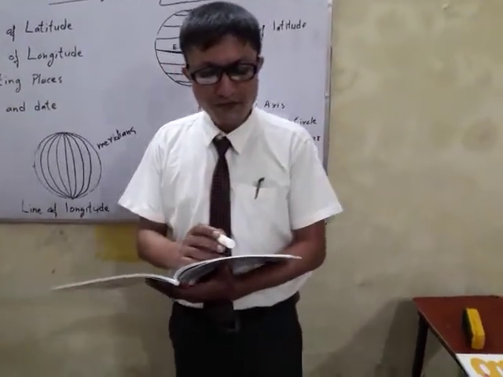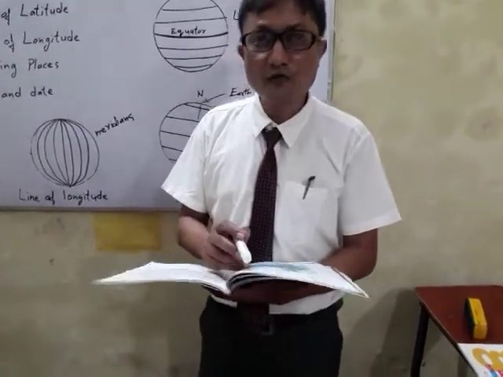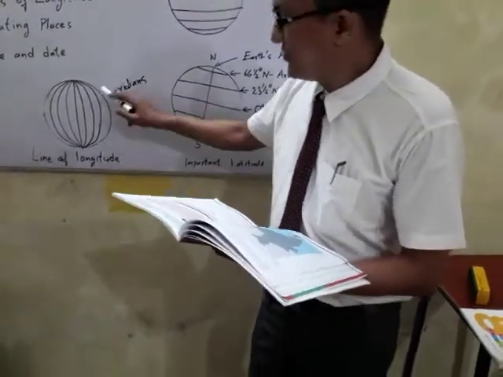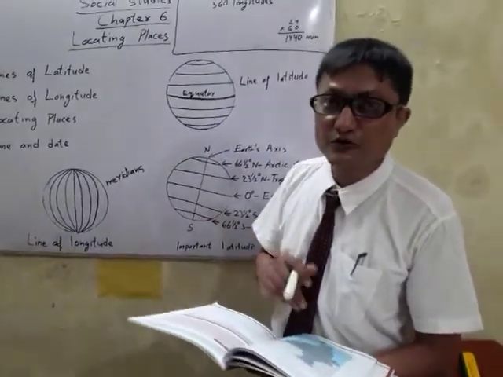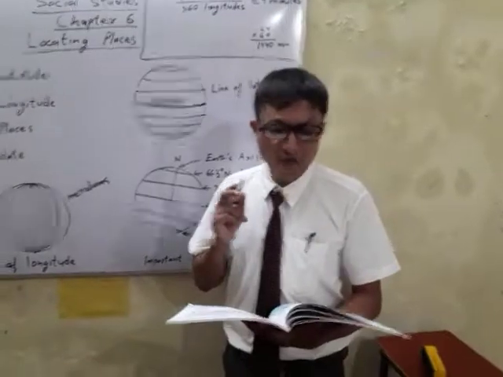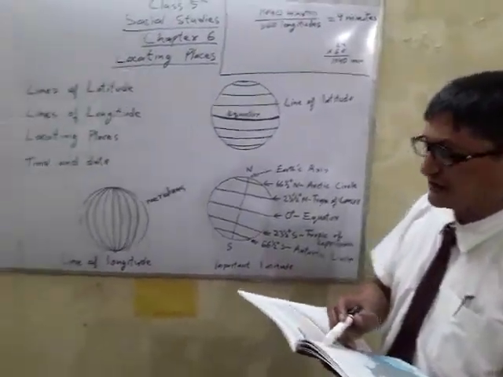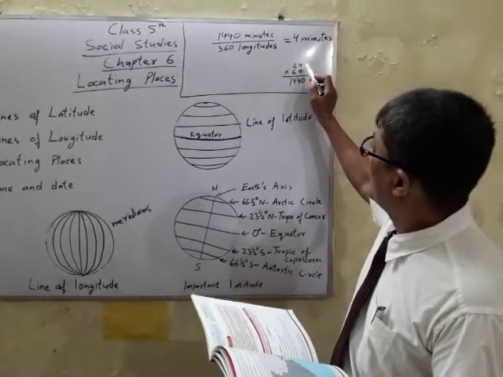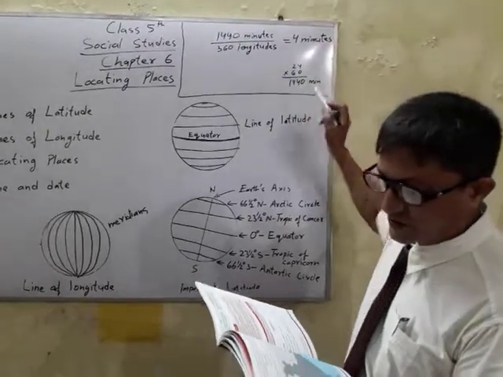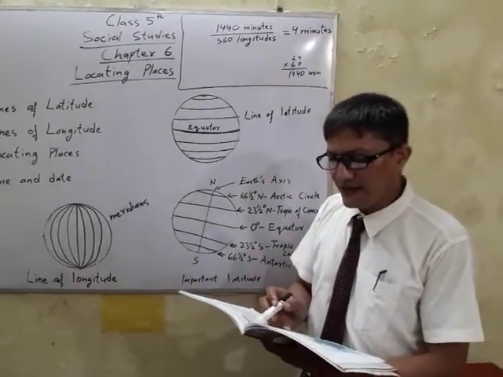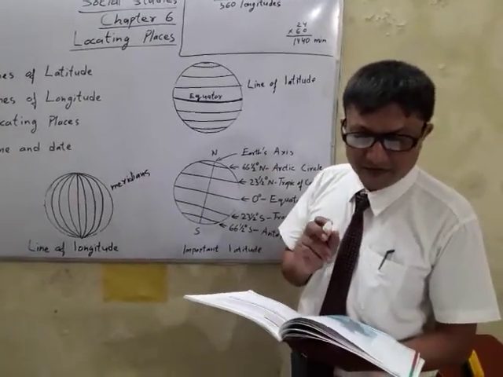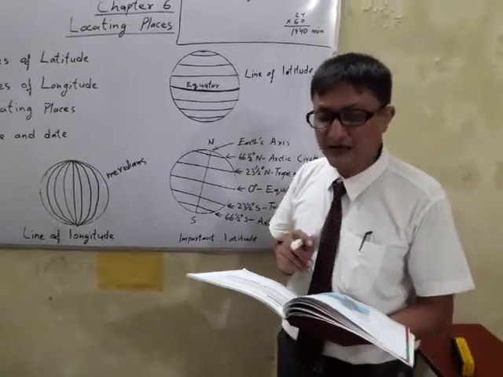The time of a place can be calculated with the help of longitudes. You know that the earth takes 24 hours, or 24 into 60, that is 1440 minutes, to complete a rotation, and there are 360 meridians. So the time difference between two consecutive meridians is 4 minutes.